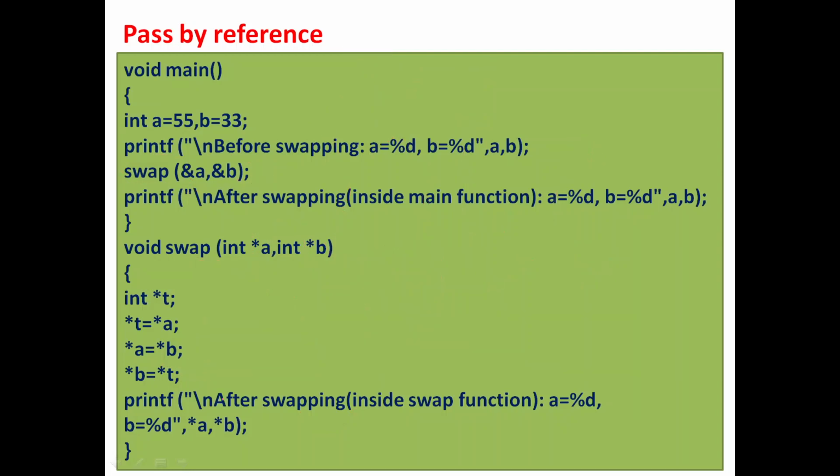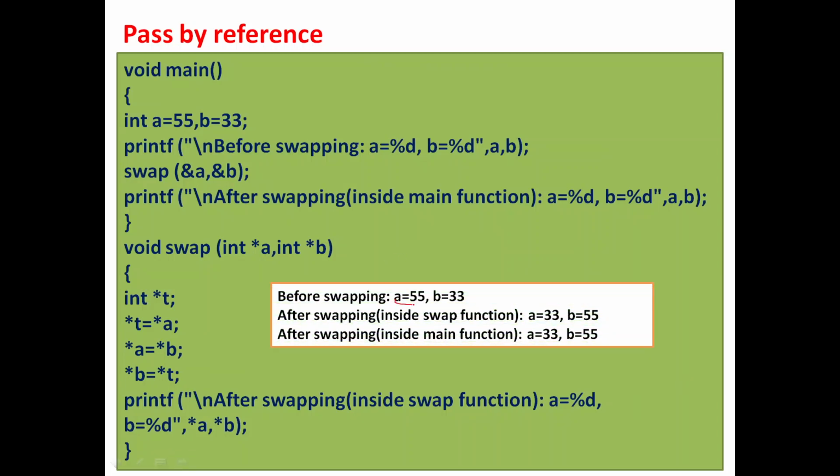So the output will be: before swapping, the value of A is 55 and B is 33. After swapping, inside the swap function also 33 and 55. Inside the main function also 33 and 55. So from this we can make it clear that whenever we pass the value as reference, the changes made in the called function will definitely be reflected in the calling function. But in case of pass by value, the modification will not be reflected in the calling function.